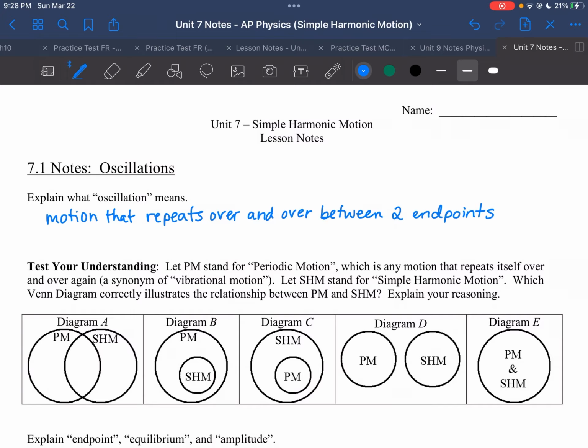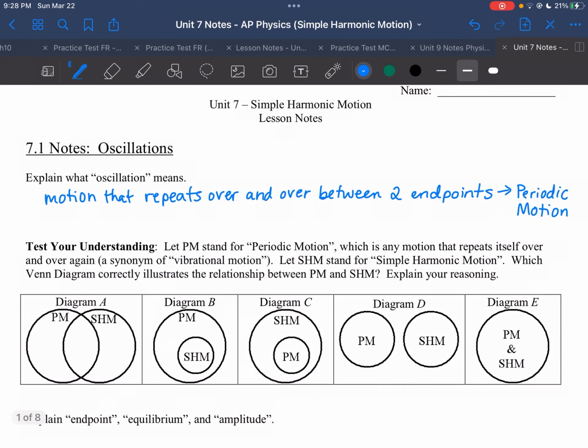This is a type of periodic motion. So this is periodic motion. So that means that if you were to map out periodic motion over time, that it would repeat over and over. It would be the same.